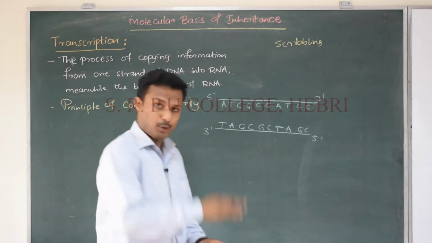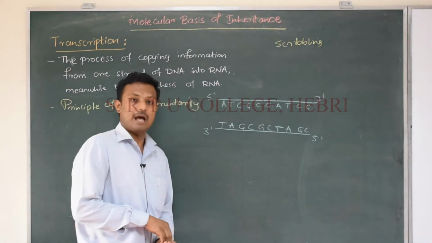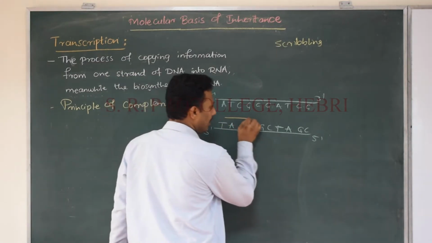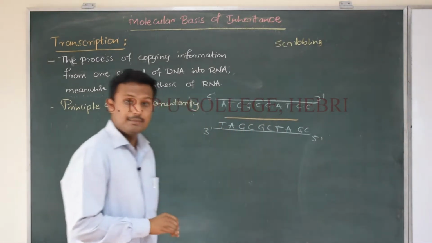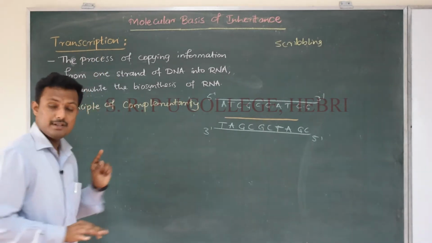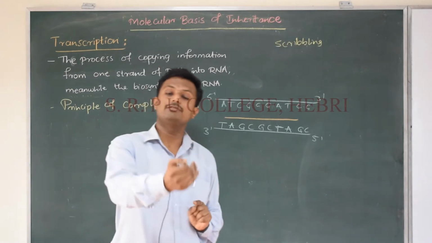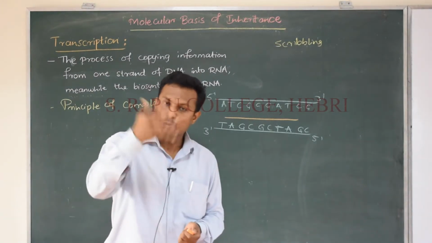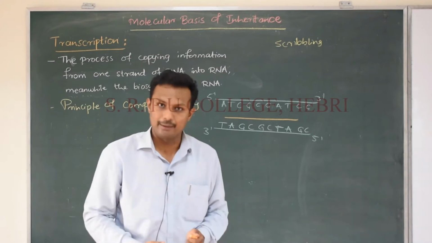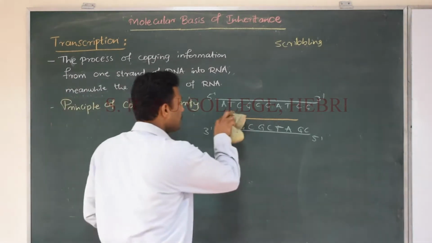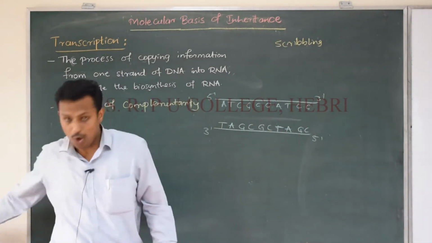So in this process, what is happening exactly here is that the synthesis of RNA takes place based on the complementary base pairing. See, transcription means it is not only the transferring of the information from DNA to RNA. In fact, there will be no RNA at all. RNA is not there. How is RNA produced? RNA will be produced just by copying the information.